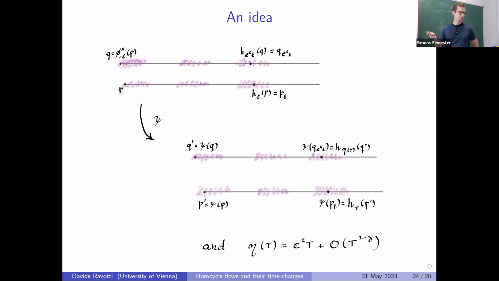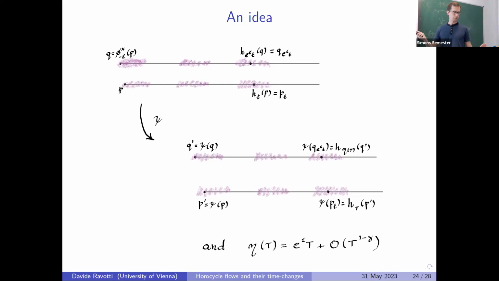So I have these two orbits. And what I know is that basically for 99% of the times, the point h of capital T of P prime is going to be close to another point in the orbit of Q prime, where the amount I had to move is some eta of T. And if I think about it, eta of T is going to be e to the epsilon times T plus a sublinear term. So where does this come from? If there was no time change involved, this capital T here would be the same as this little t here.